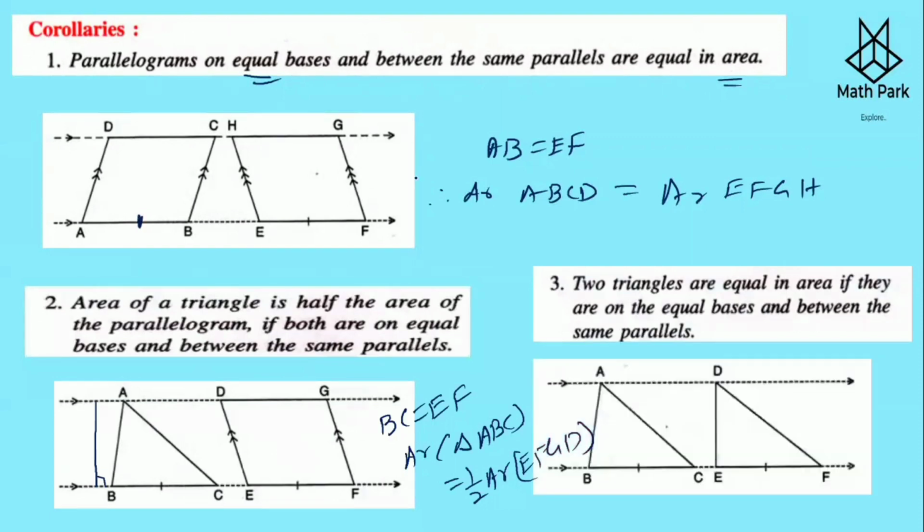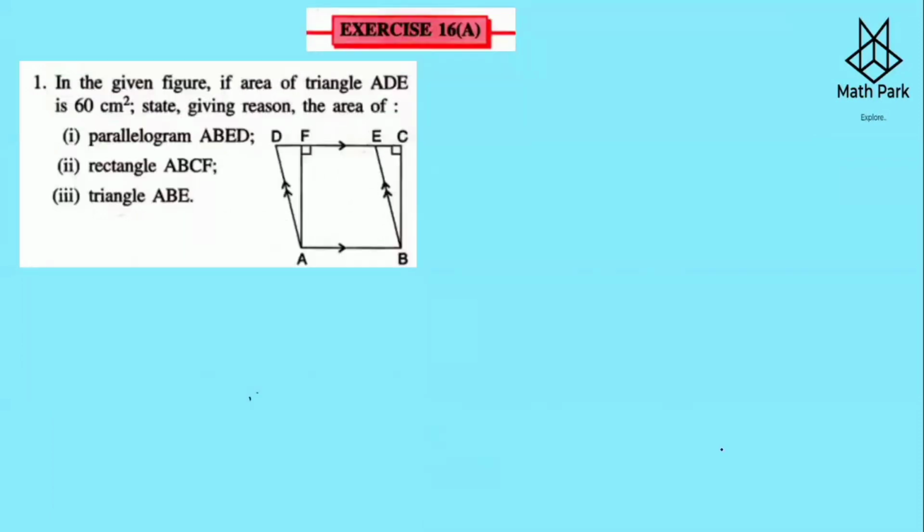So we have two triangles where the bases are the same, BC is equal to EF, and you know that the area of a triangle is half base into height. The height is going to remain the same and the bases are the same. So the areas of these two triangles are equal, because they have equal bases and they are between the same parallels. Let's start with question number 1.